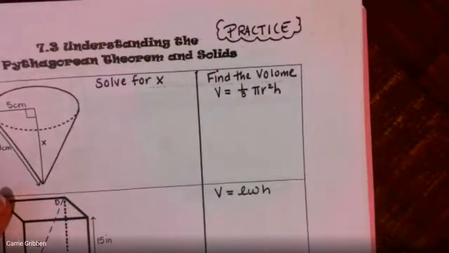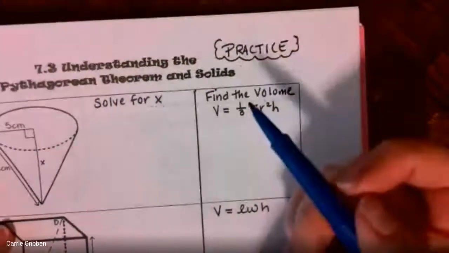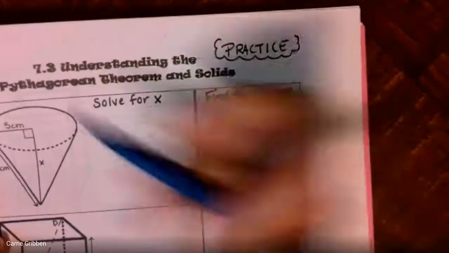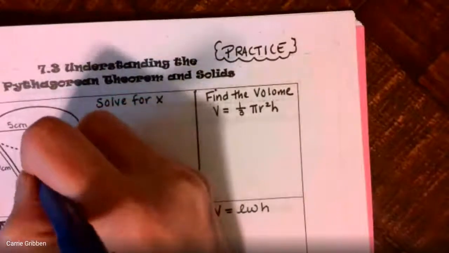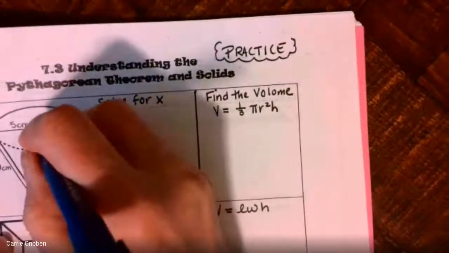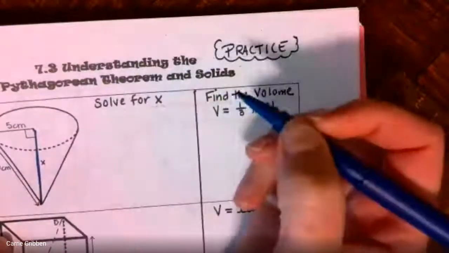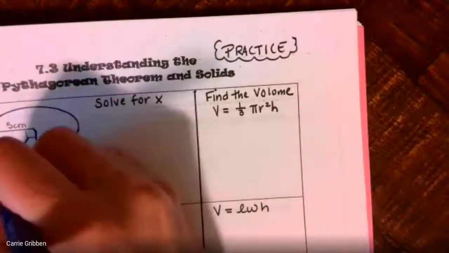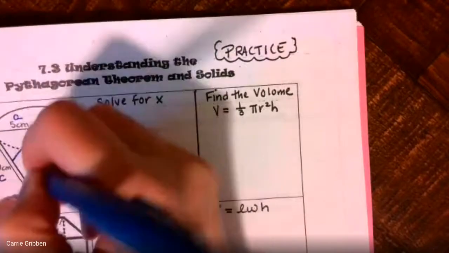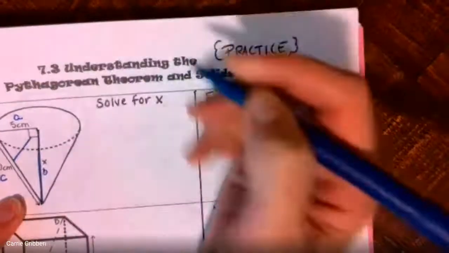All right, let's take a look at page 41. On page 41, they're basically asking you to do two things. Solve for x, which in this case is the height of this cone. When I look at that, I'm like, oh, that's part of a right triangle. So if I find the right angle, this must be C. I'll make 5 A. So I'm actually looking for B.